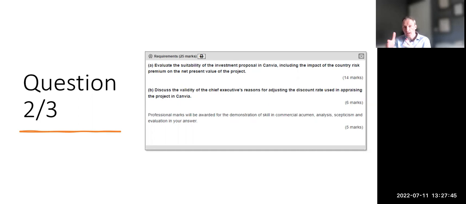Now, when you get involved in evaluate, you need to be able to do calculations that will back up your evaluation, but you need to give discussion as well. So when you give an evaluation, you have discussion backed up with calculations. They want you to discuss the validity of the Chief Executive's reasons for adjusting the discount rate used in appraising the project in Canvia. And you can see basically that what we're looking at examining here is investment appraisal. And then you can see that there are 5 professional marks being awarded. And the 5 professional marks are for commercial acumen, analysis, skepticism, and evaluation in your answer.